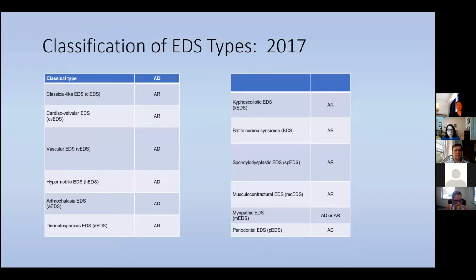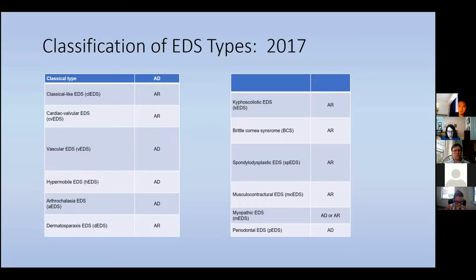So in 2017, there was a new classification of the Ehlers-Danlos types, and there were 13 different types that were defined at that time. The classical type, the vascular type, and the hypermobile type are the most common of these 13, and the others are really quite rare. With some of them, only a handful of different cases have been reported.